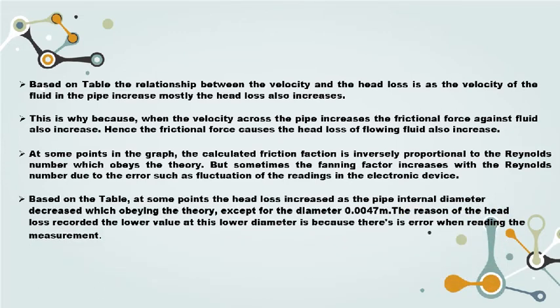Based on the table, at some points the head loss increases as the pipe internal diameter decreases, which obeys the theory, except for the diameter 0.0047 meter. This is because at this lower diameter the head loss was recorded to be lower, because there is an error when reading the manometer.